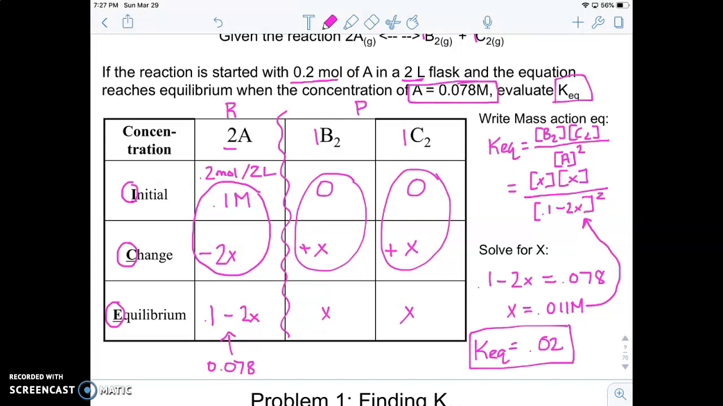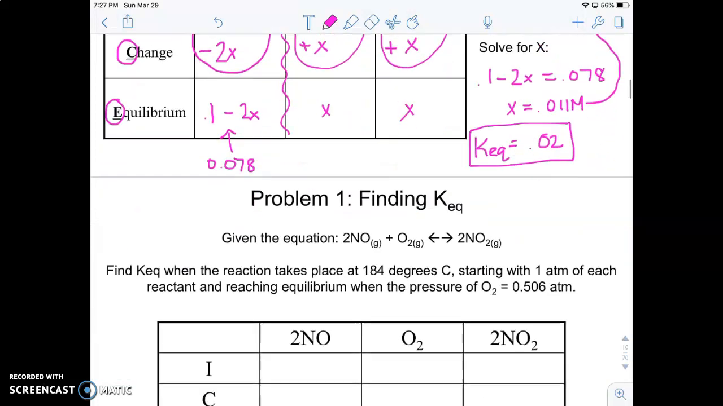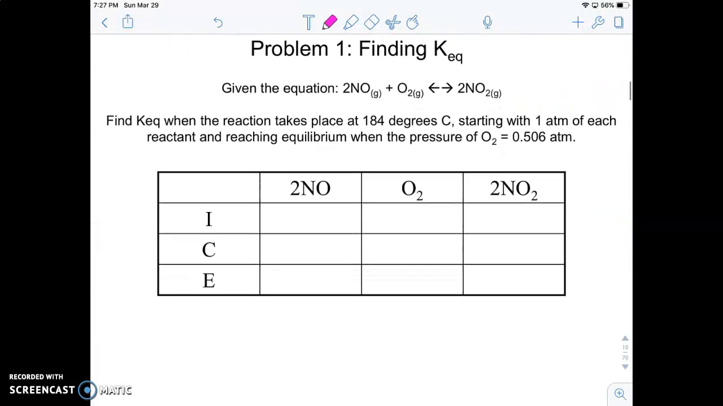So let's look at two more together, and then I'm going to give you guys some to practice on your own. Okay, so I like to always separate. I have reactants and products, so I like to do that in my ICE table too. Here are my reactants, here are my products. Okay. So now this one is telling us we're starting off with 1 atm of each reactant. So that's nice. I know what I'm starting with there and there. And as always, my products, I didn't make any yet, so I have 0.